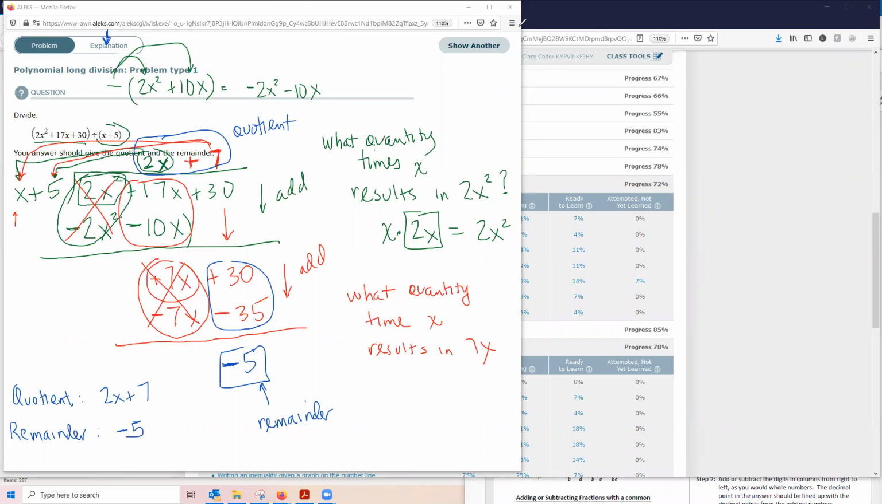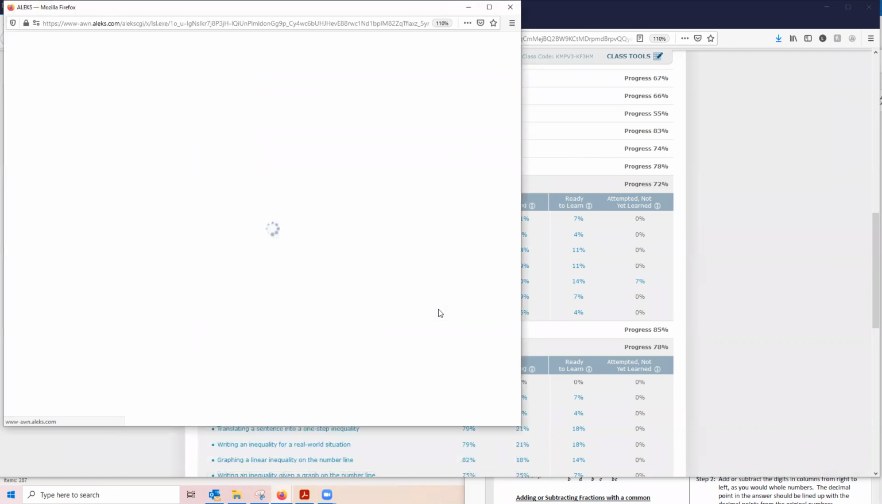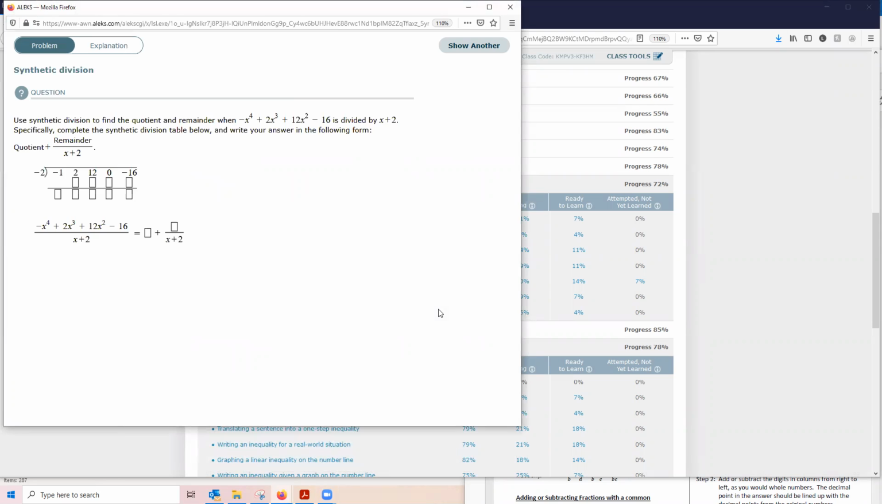All right, let's do one last topic. And the last topic here is called synthetic division. Now, synthetic division is a way to do that long division we just did, but in a more streamlined way. So let me show you the setup here. What they're asking me to do is come up with the quotient and the remainder. So the quotient is going to go in this box, and the remainder is going to come up here on this box.